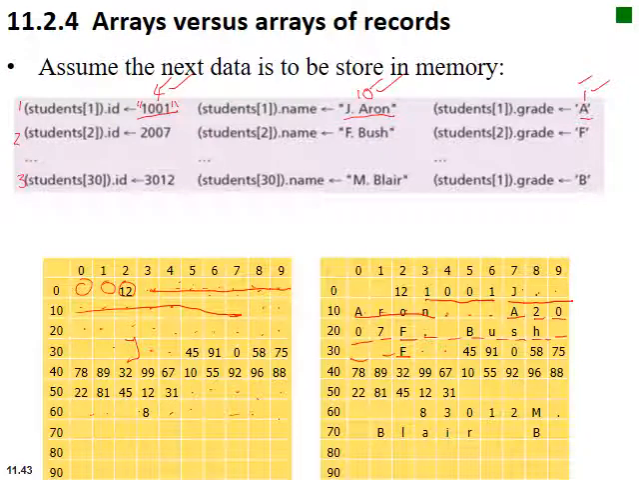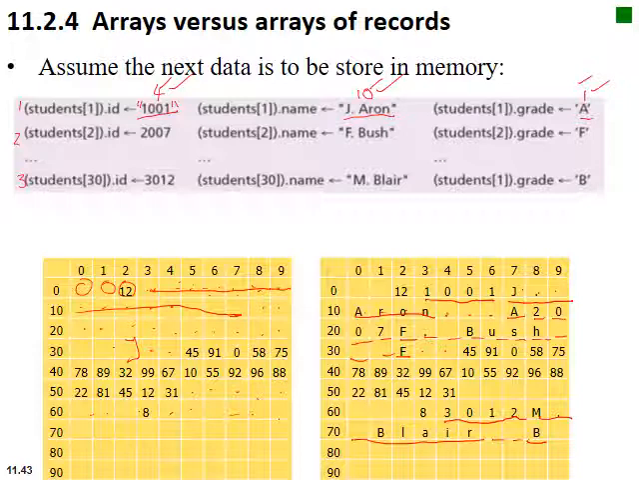It will be able to store the next record, which is basically student 3, ID 3012. Then the name m dot space Blair, and 2 characters left empty to make a 10, and the grade is B. Alright, so this is just to show you a little bit in memory how these things would have been stored.